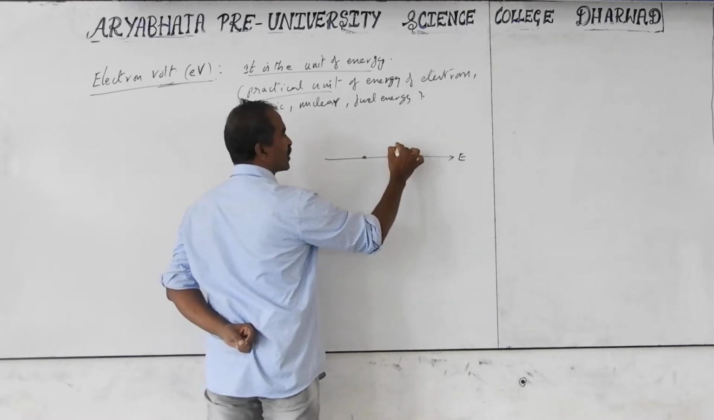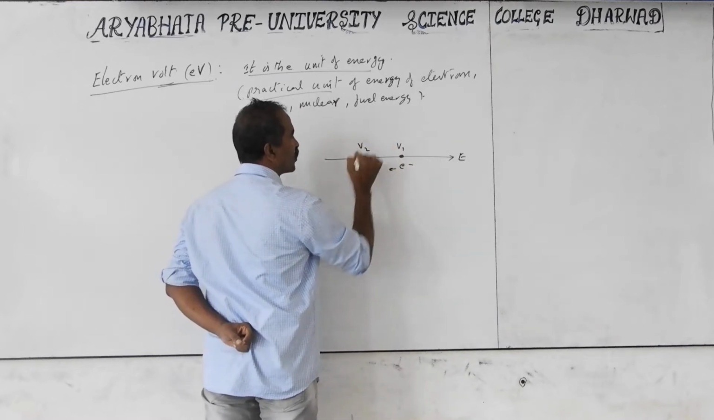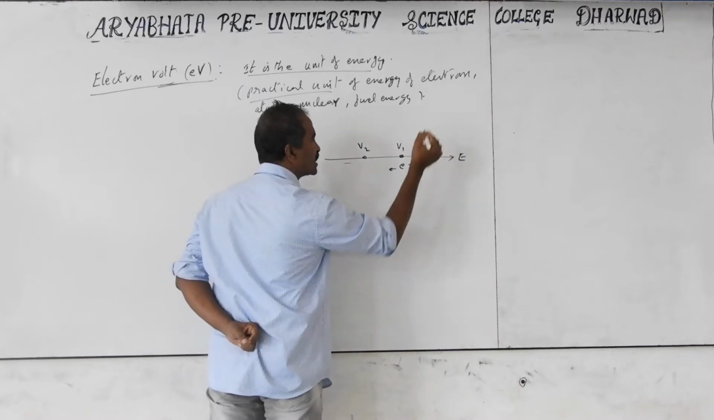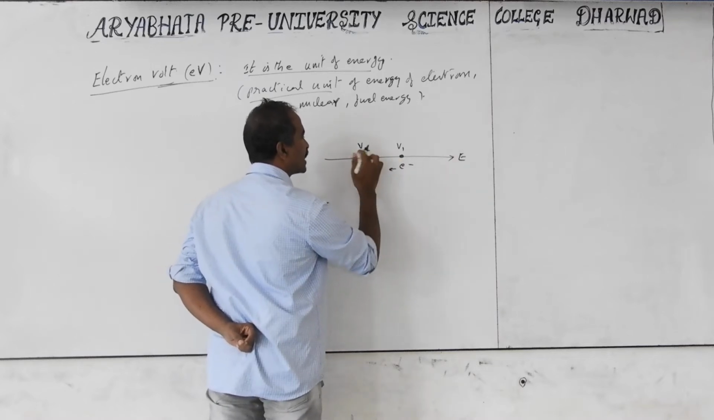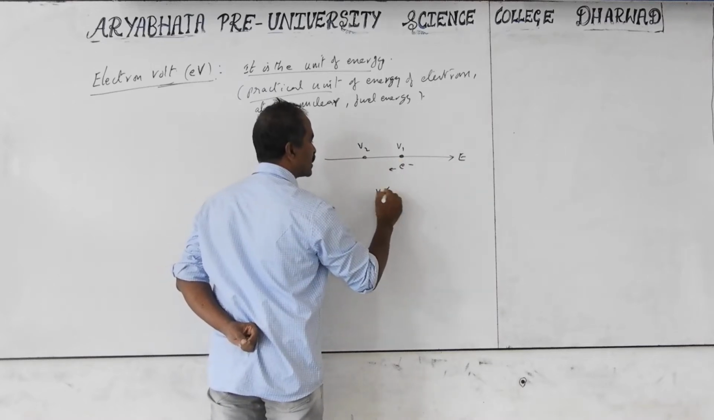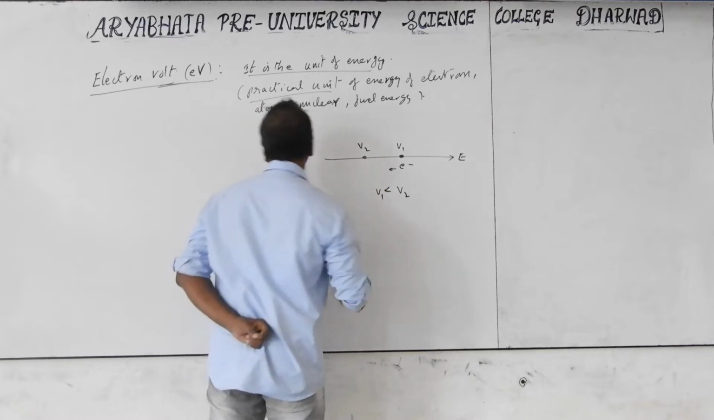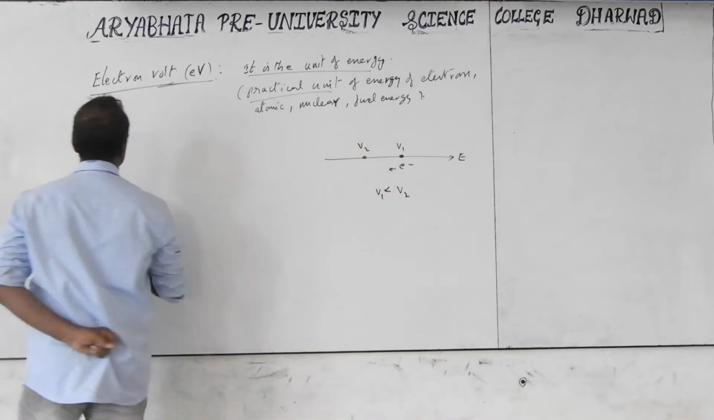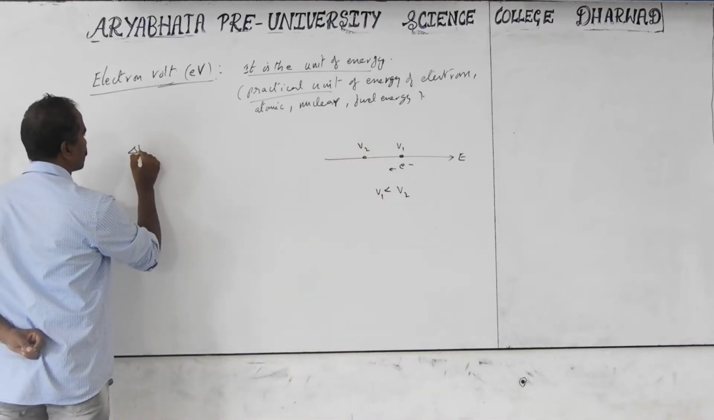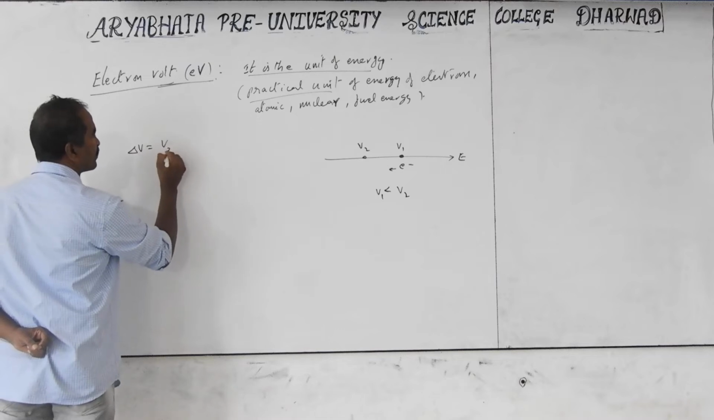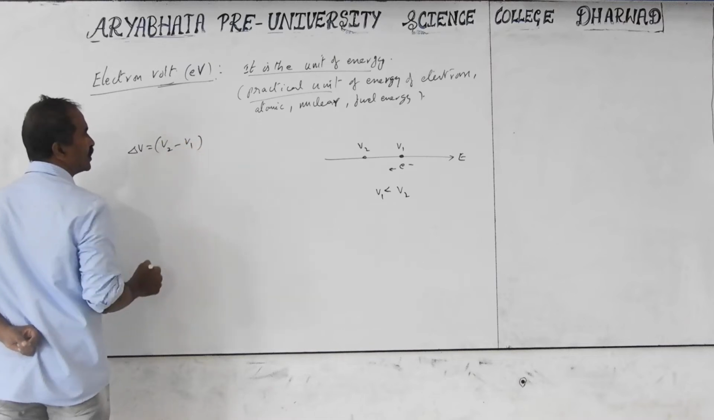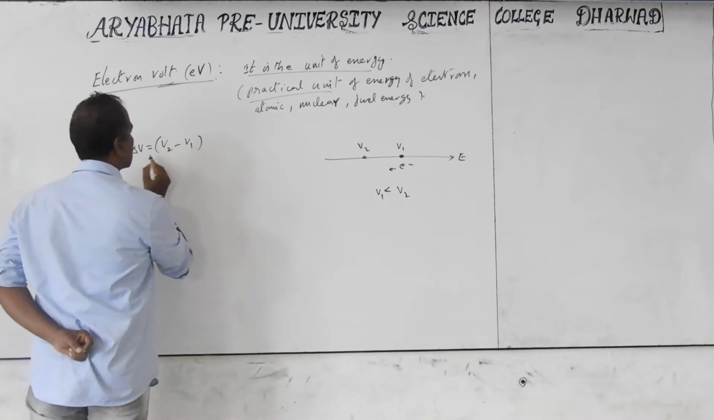It is traveling from the potential V1 to V2. Moving in the direction of the electric field, potential decreases, so V1 is less than V2. So the potential difference we take is equal to final minus initial, V2 minus V1, which is delta V.